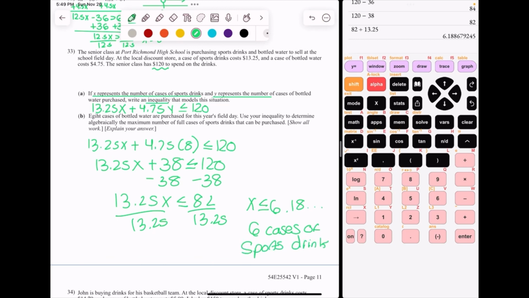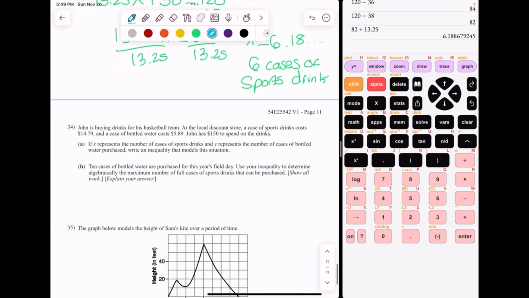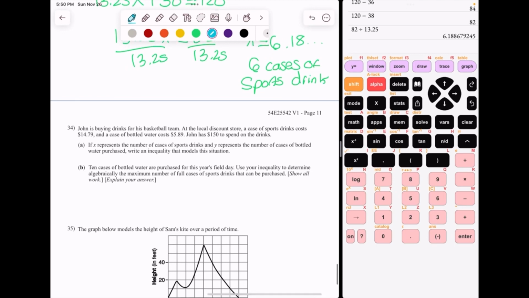All right, let's see the next one. 34. John is buying drinks for his basketball game at the local discount store. A case of drinks costs $14.79 and a case of bottled water $5.89. John has 150 to spend. All right. The sports drinks were $14.79, which they say to use X for that, plus bottle of water is 5.89, and they tell us to use y. And they want us to use an inequality, which means less than or greater than, to represent that he only had 150 to spend. It would be less than or equal to, since it could also be 150.